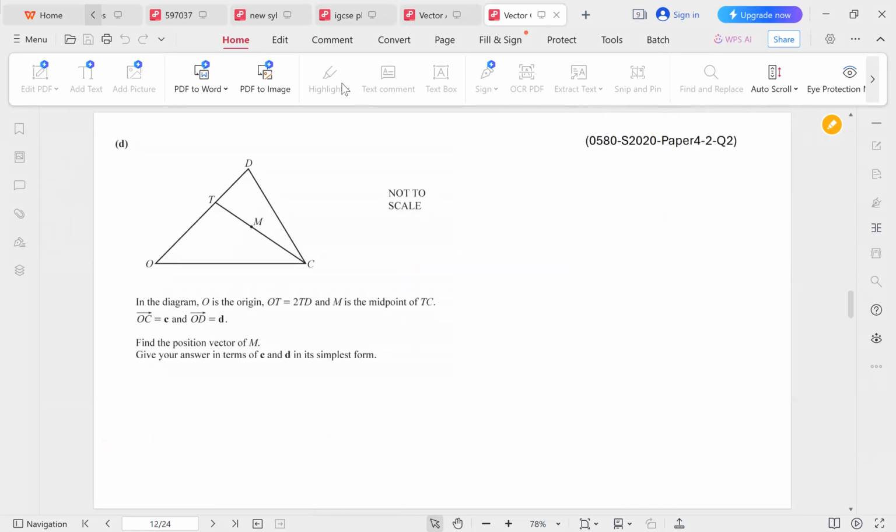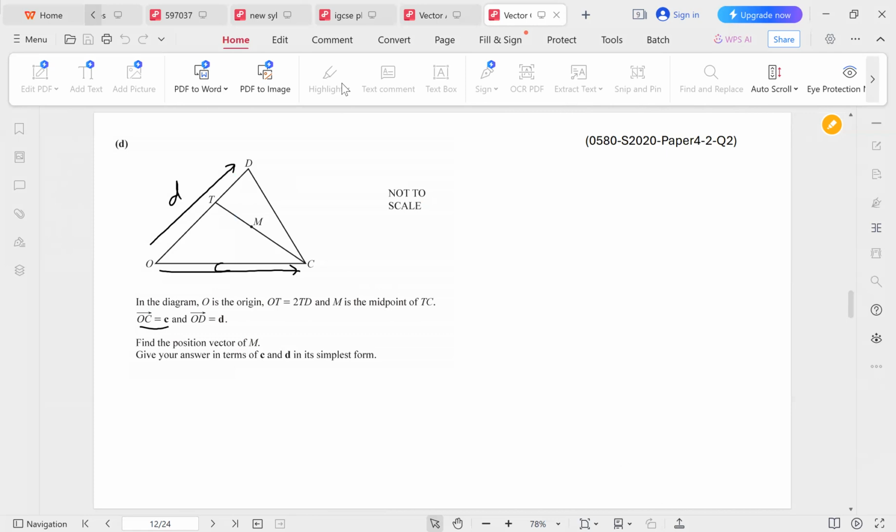In the diagram, O is the origin, OT equals 2 times TD, M is the midpoint of TC, OC equals C, and OD equals D. Find the position vector of M. So this is slightly harder because they didn't give us a clear ratio and they didn't really put the letters on the diagram. So let's put them ourselves. So OC is C. So this vector here would be C. And OD, this vector here, would be D.